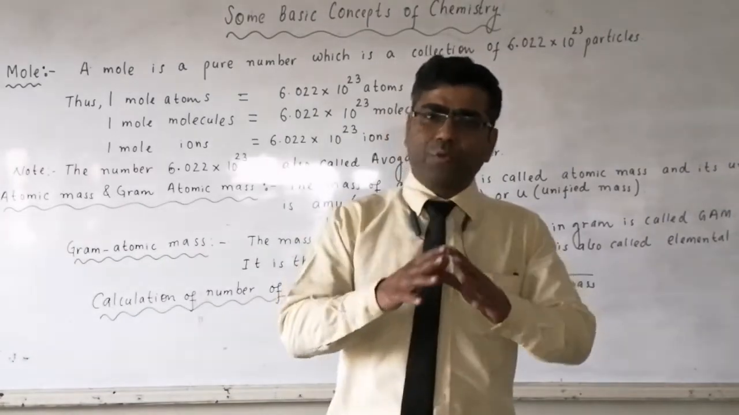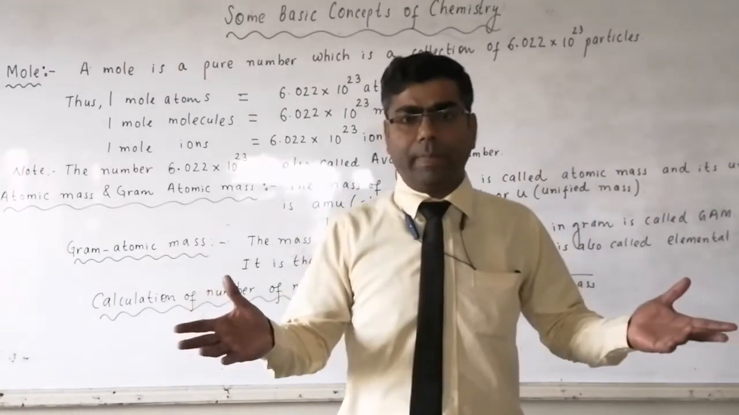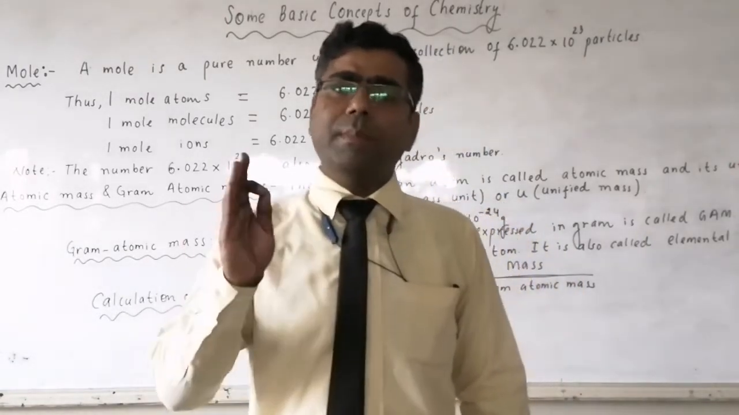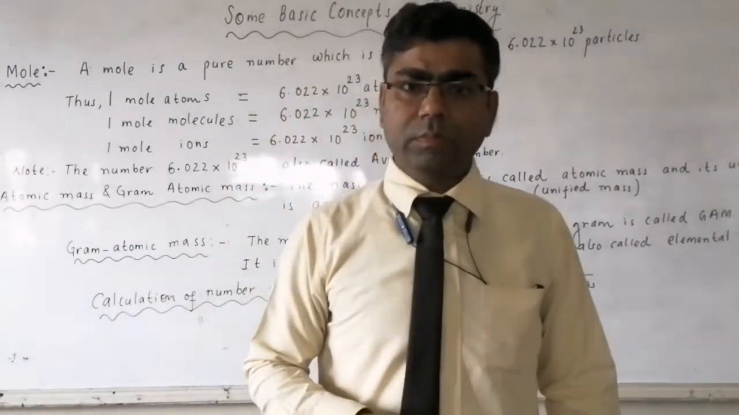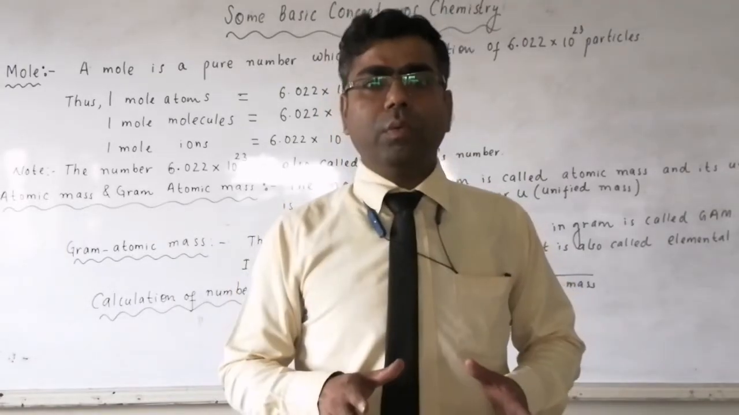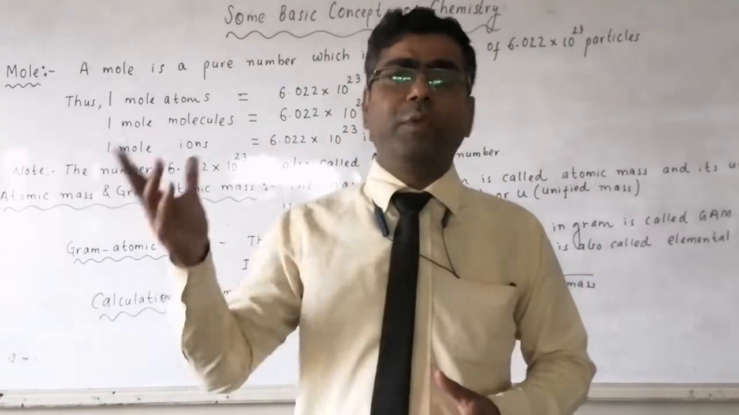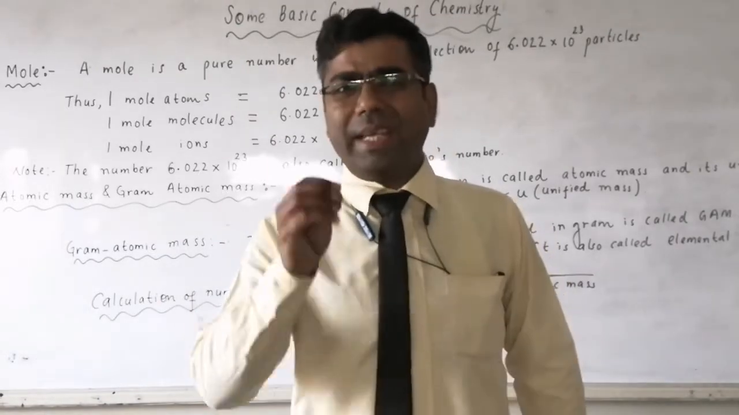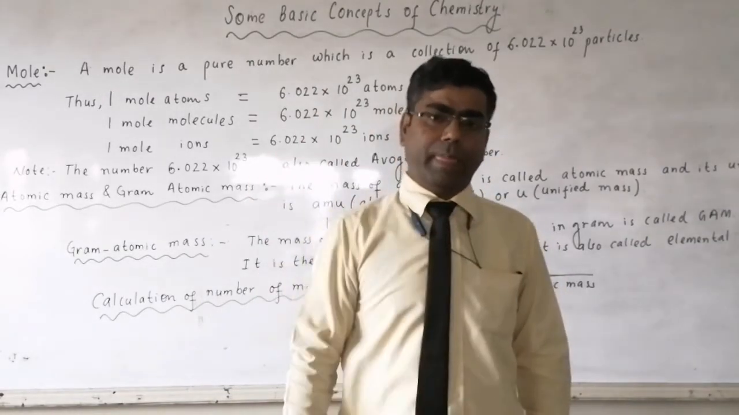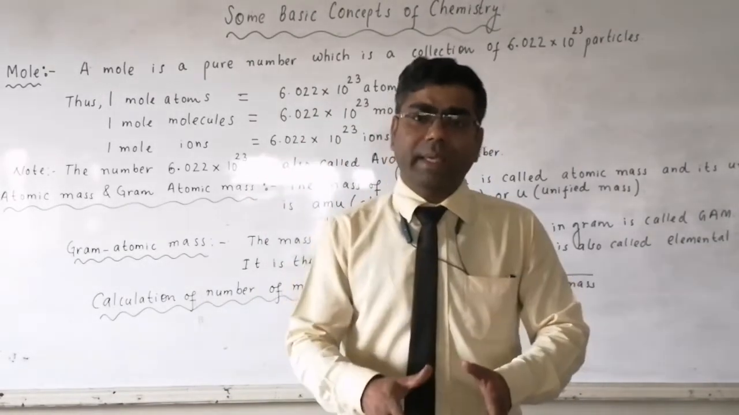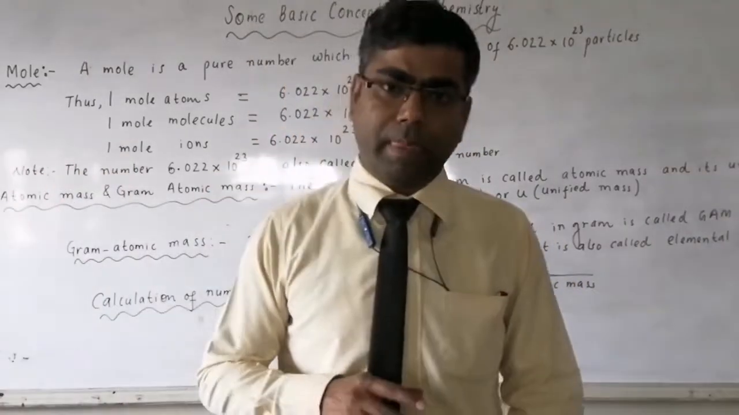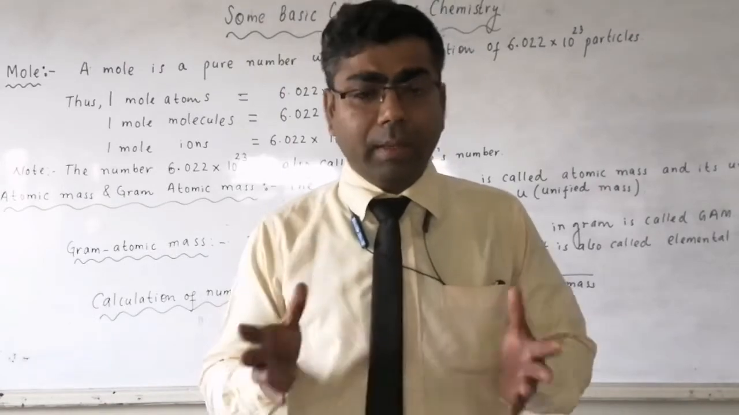Now, mass of electrons is negligible. It means electrons never contribute to the mass of an atom. The mass of an atom is only due to the number of protons and the number of neutrons. So protons and the neutrons are the massive subatomic particles of the atom. So mass of an atom is always contributed due to mass of protons and mass of neutrons. Clear?